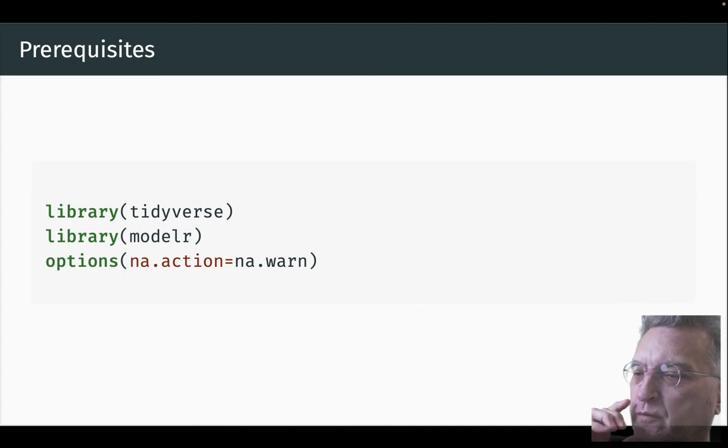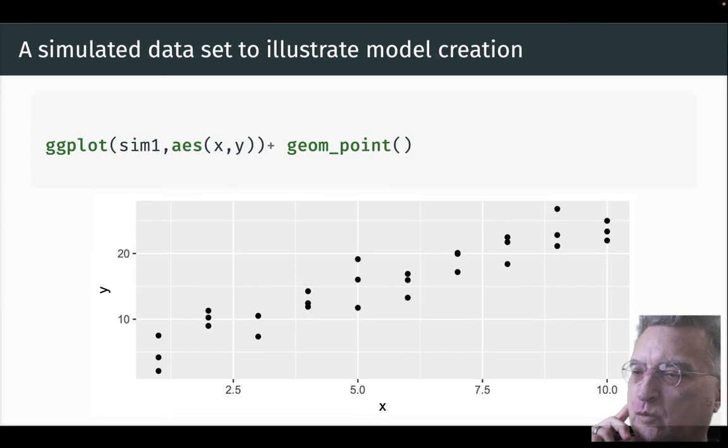Okay, so the prerequisites are the tidyverse and the modelr package, which is not part of the tidyverse, and we're getting rid of warnings in this case. We're going to start off with a simulated data set. This is 30 dots that is in the modelr package as the data set called sim1, and it has an x and a y value, and we're just doing a scatter plot of it. And you can see that a linear model would fit this data pretty well.